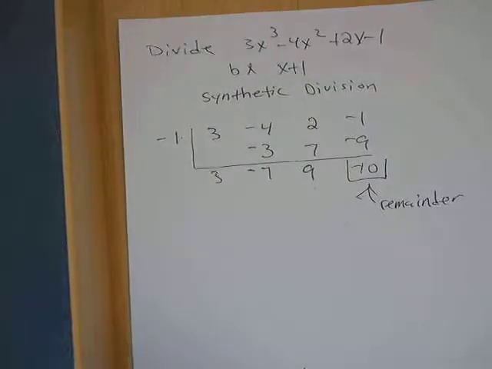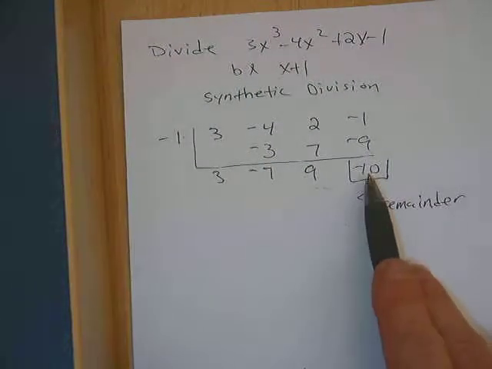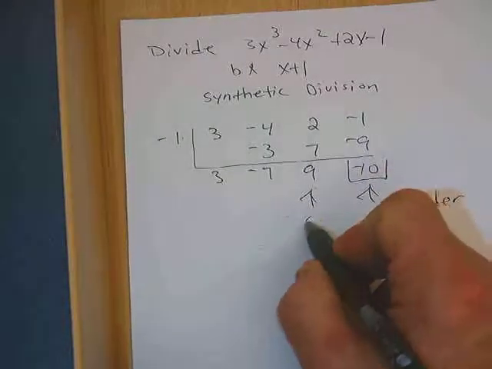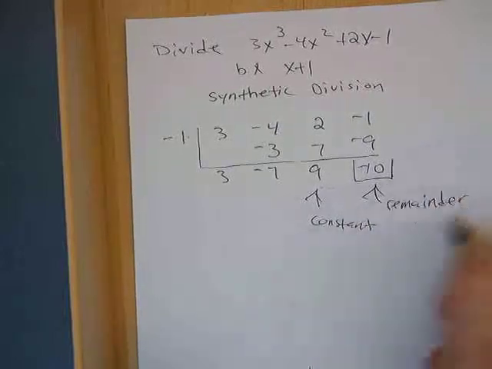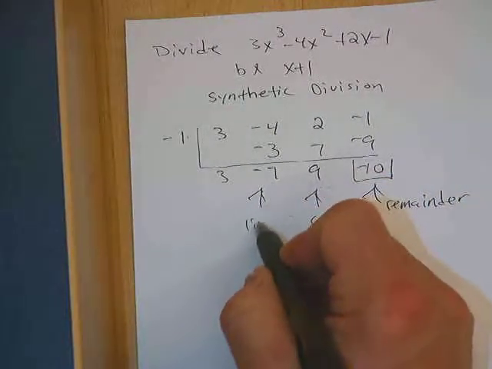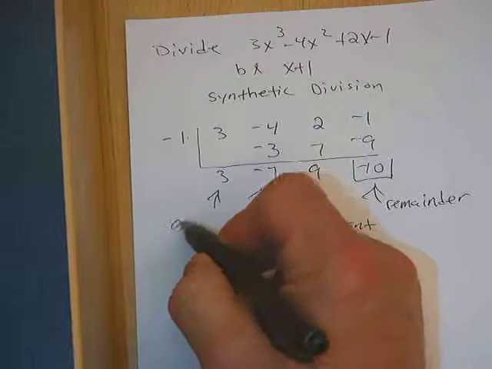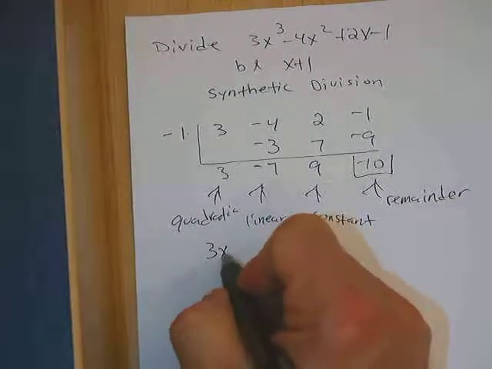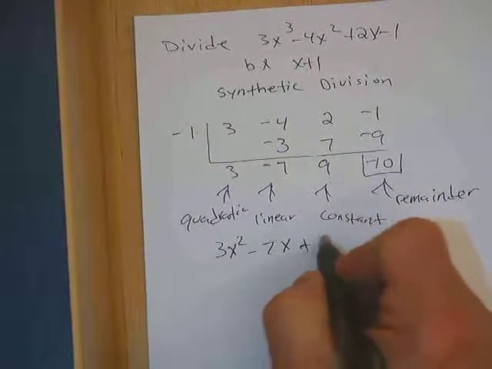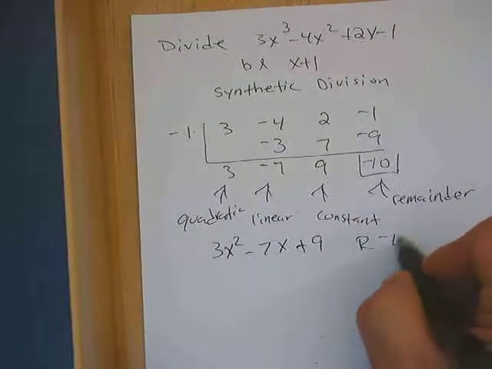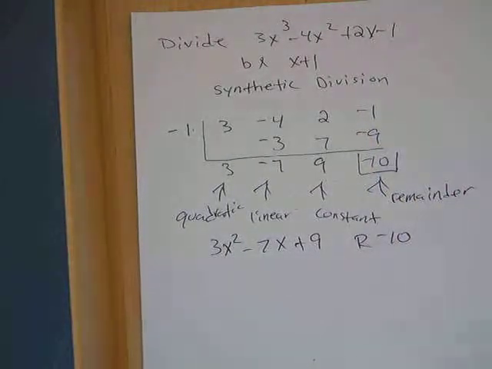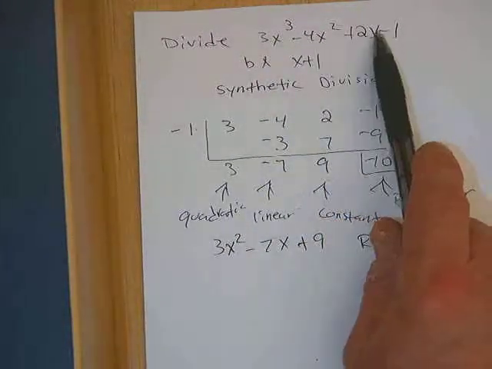Now, when you do the polynomial long division, you'll get something like this. This is your remainder, if there is one. If there's not a remainder, you'll get 0 here. Okay? This becomes your constant term. This becomes the linear, and this becomes the quadratic. What do I mean by that? 3x squared minus 7x plus 9 with a remainder of negative 10.